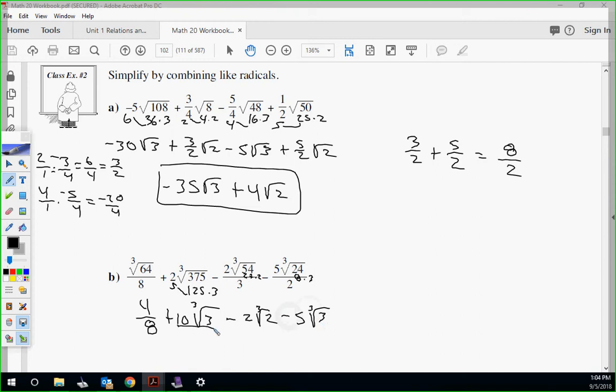So the only 2 we can combine are these two: 10 cube root 3 minus 5 cube root 3. So your perfect answer, and I'll stop and you can ask questions, is 1/2 plus 5 cube root 3 minus 2 cube root 2. That's your final answer.